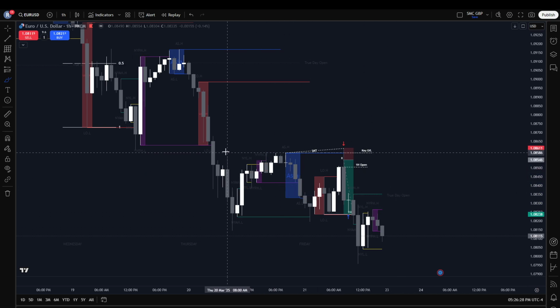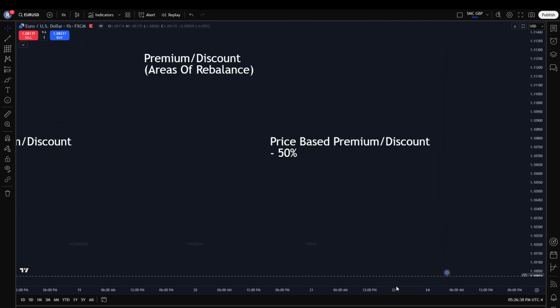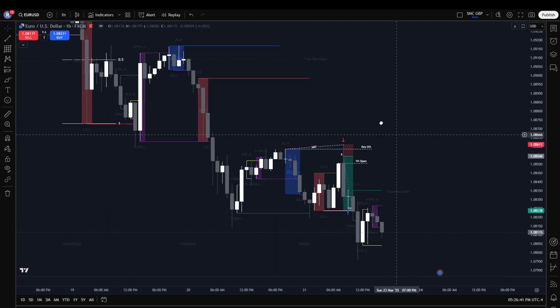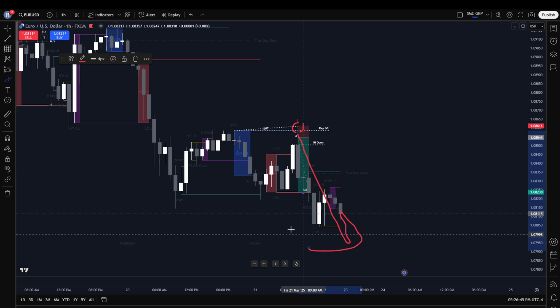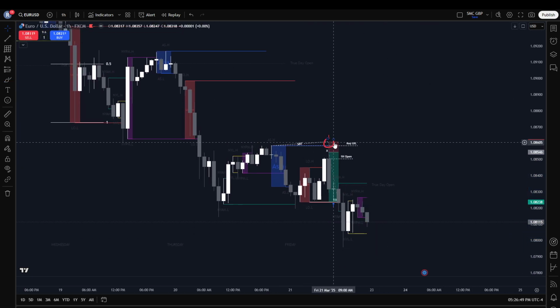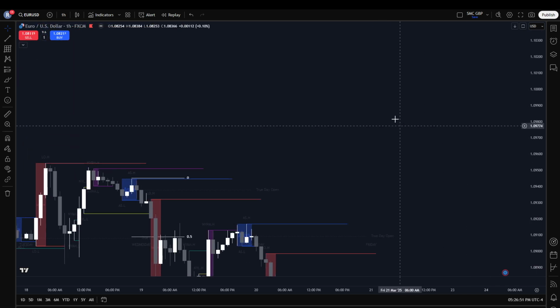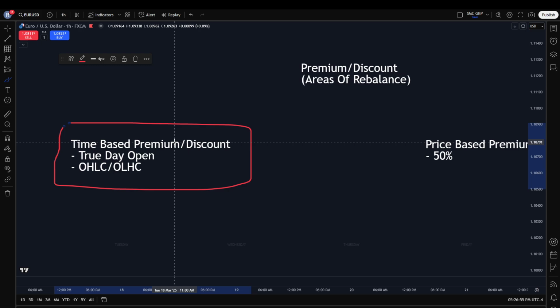This is improbable. And as you can see here, we kind of get caught in a range on Thursday. But what does that set us up for on Friday? It sets us up for a beautiful rebalance, using some of these time-based concepts, to catch the top of these moves to continue lower. Okay, so while I haven't necessarily implemented my price-based premium and discount, I have implemented my time-based premium and discount.